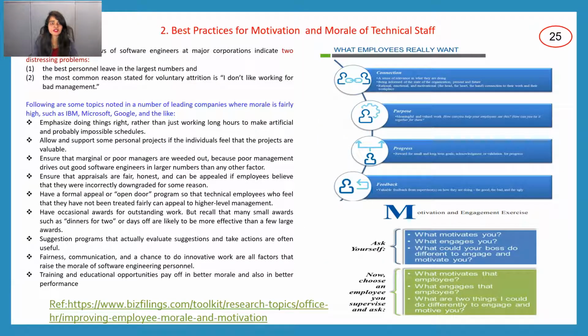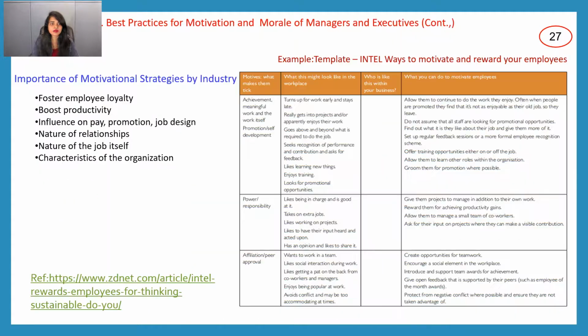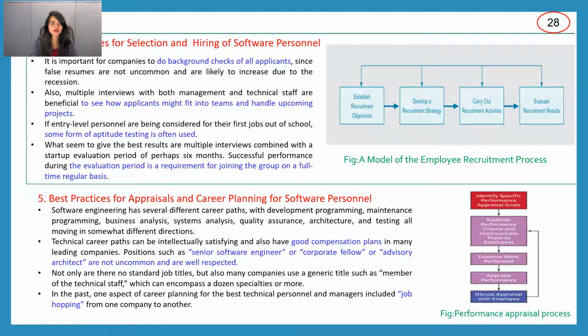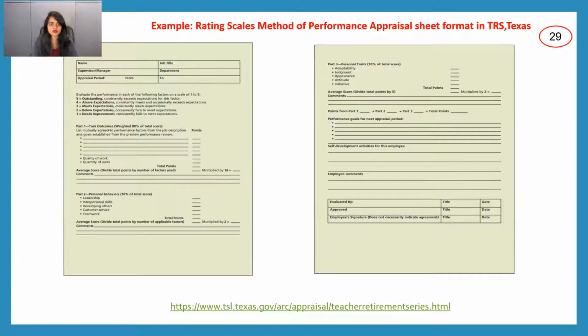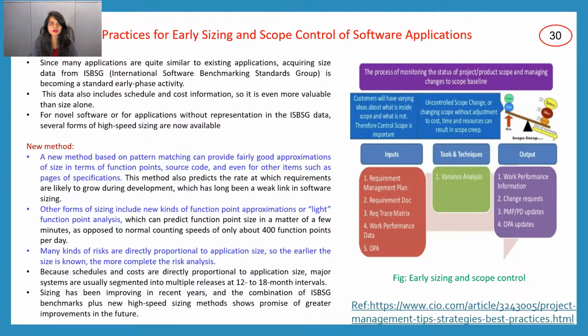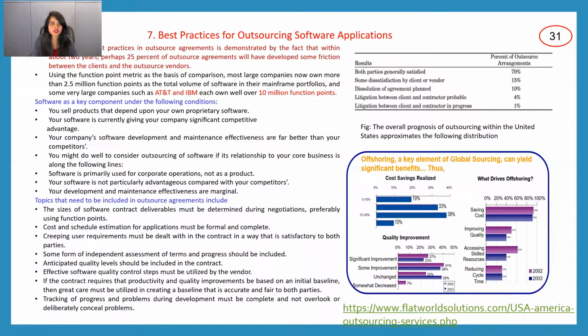The other one is the best practice for motivation and morale. This is always discussed, and it's very important. The other is best practice for selection and hiring of software personnel, and best practice for appraisals and career planning for software personnel. And this is a basic example. Then best practice for early sizing and scope control of software applications.